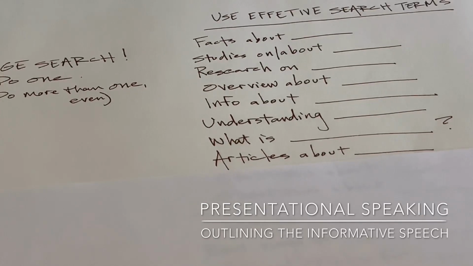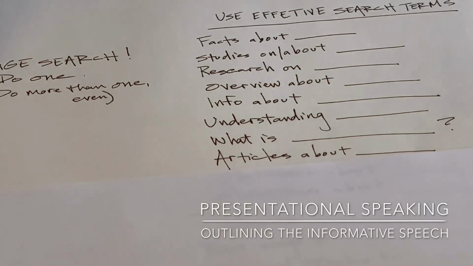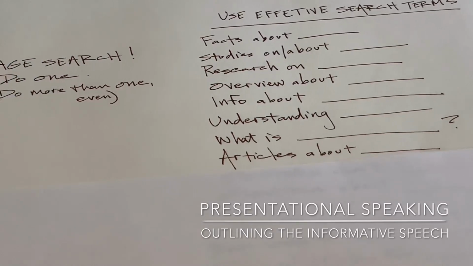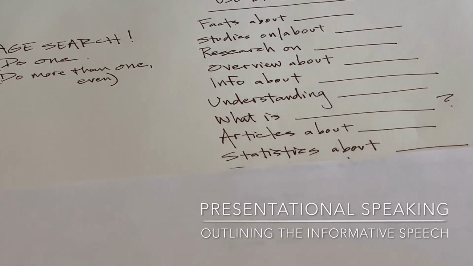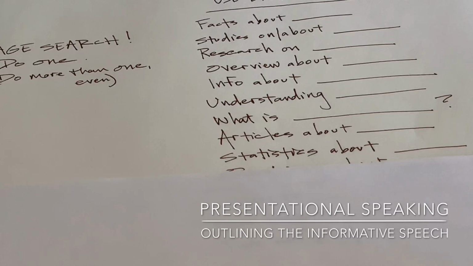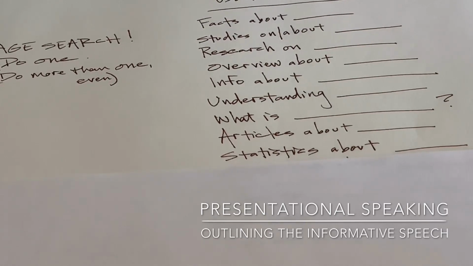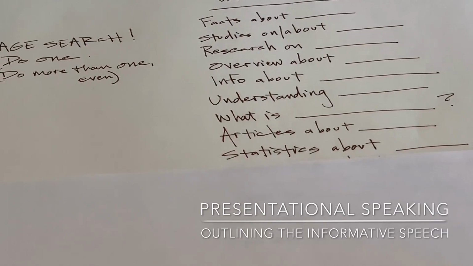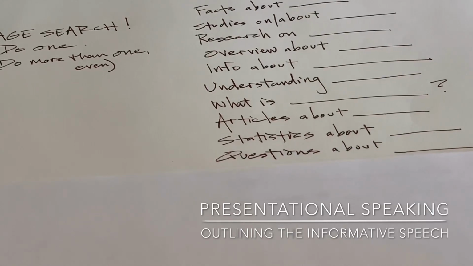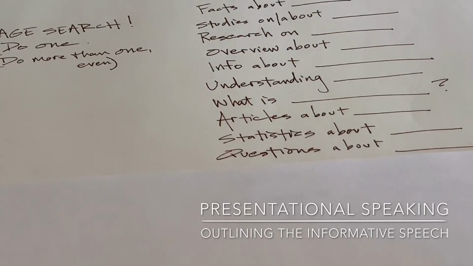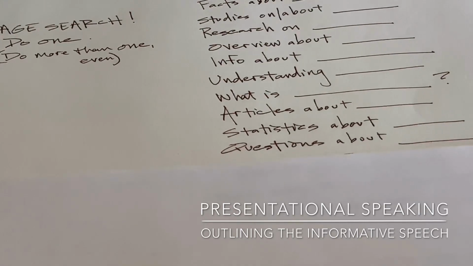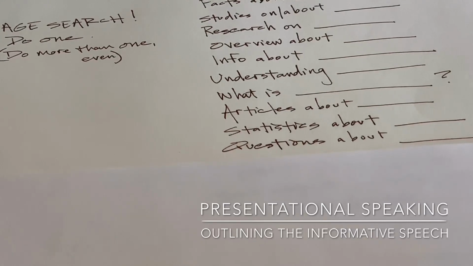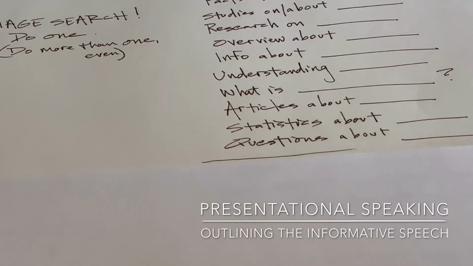And some might be useful. Of course, you want to be discerning when it comes to selecting your sources. You want to make sure that it seems like it's credible. Statistics about. We're going to be talking more about statistics. It's important, not just for a persuasive speech, but even for an informative speech, especially when you're getting into things like relevancy. Questions about, right? Maybe either questions that you need to have answered or anticipating questions from the audience.